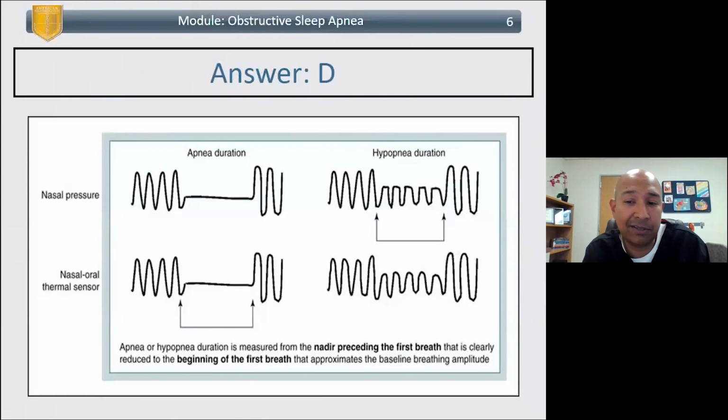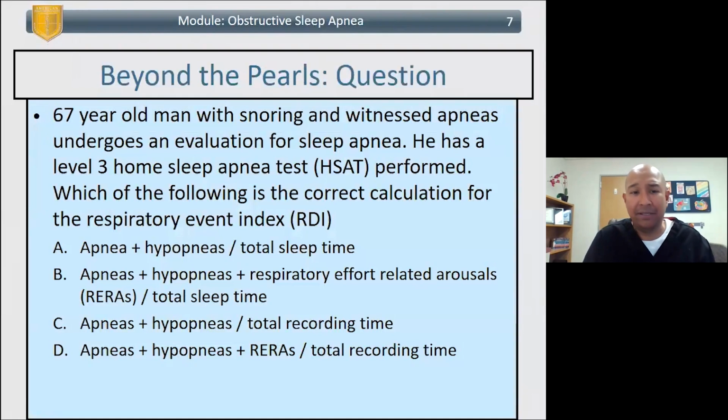Sorry, there's so much memorizing here. So remember that when we talk about looking at flow, we use the thermistor. Definitely, we're going to think about using the thermistor when we talk about apneas, and the pressure transducer when we talk about hypopneas. But both of those, whether apneas or hypopneas, have to be at least 10 seconds in duration. Take home message.